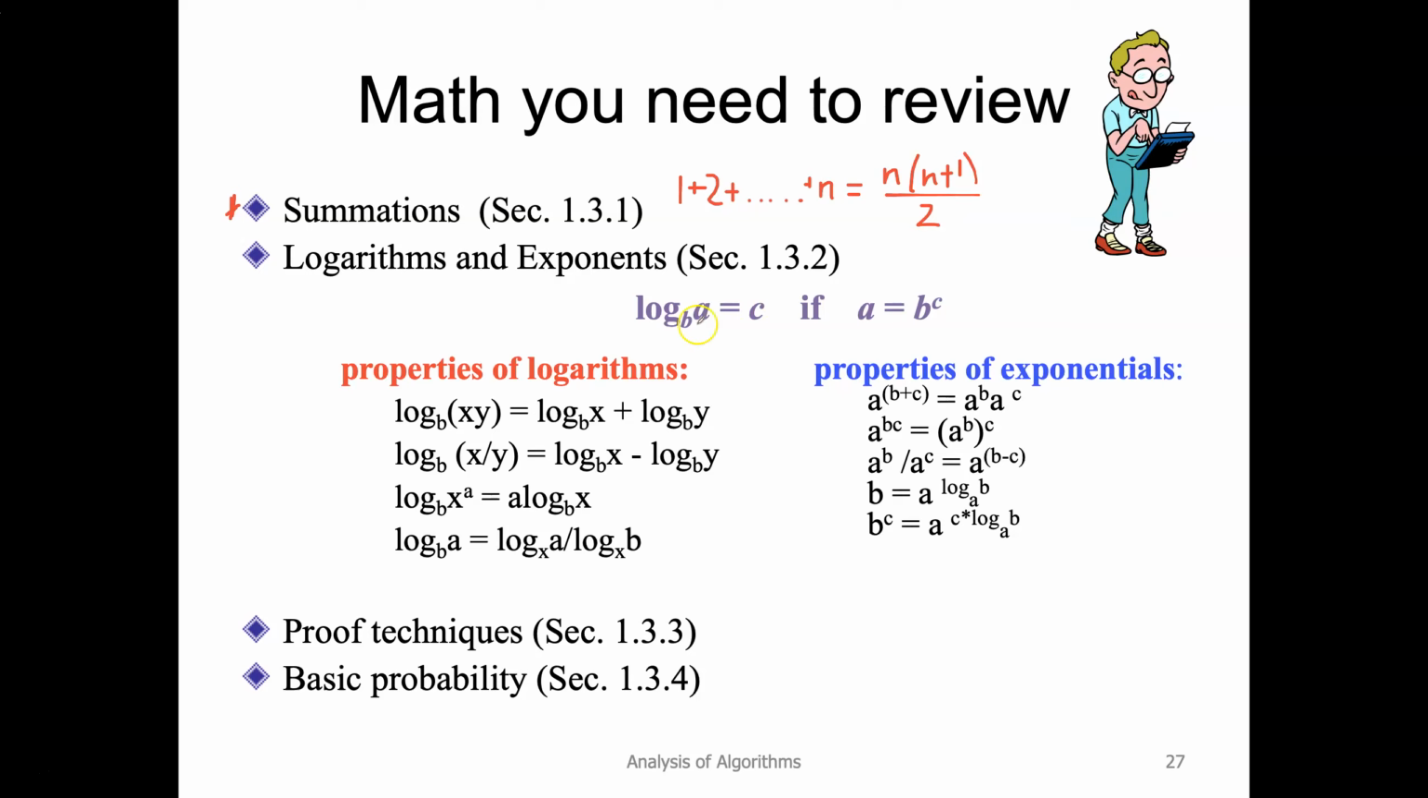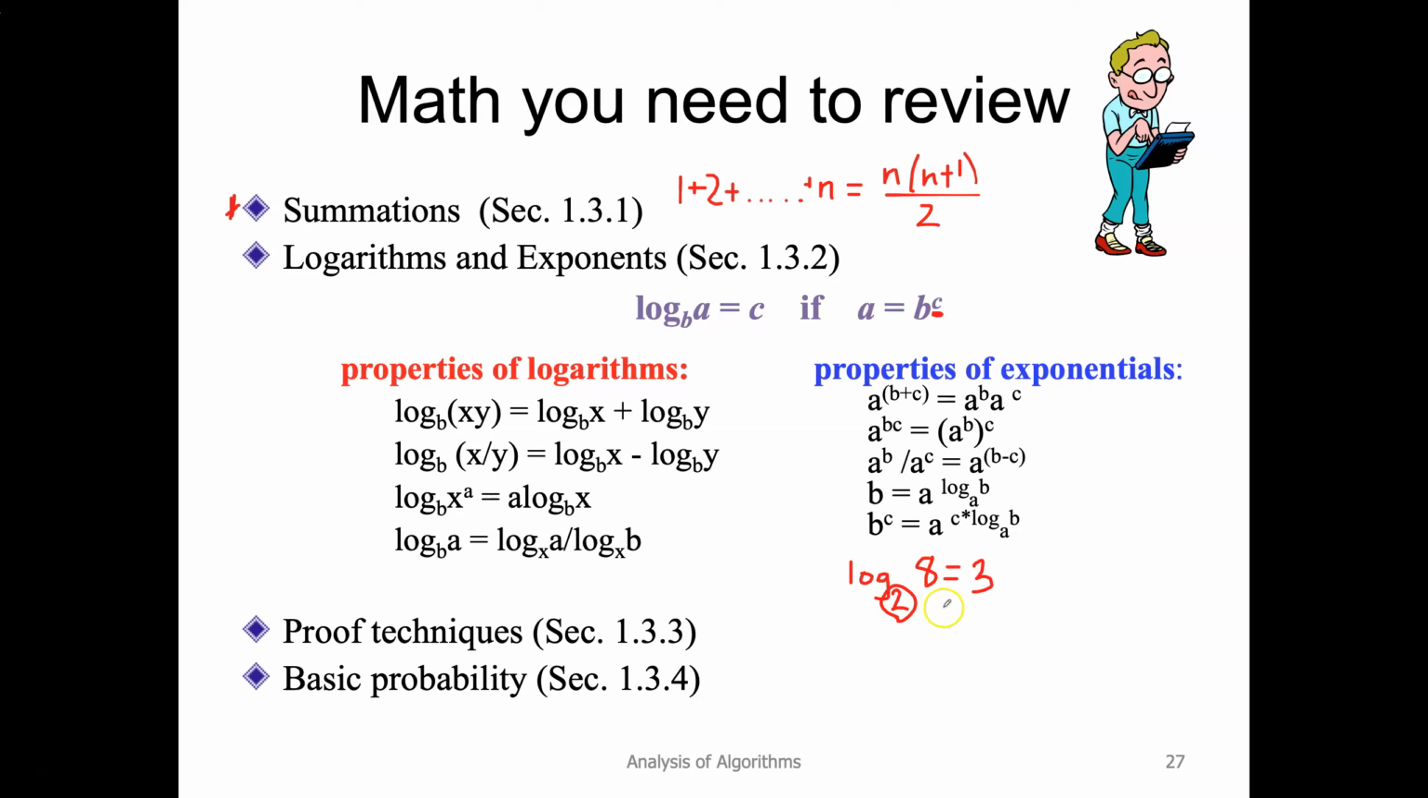So remember that log base b of a is equal to c, only if we have to take b to the power of c in order to make it equal to a. So for example, if we have log base 2 of 8, the result of this is what power do we have to take 2 to, to equal 8, and that's 3.